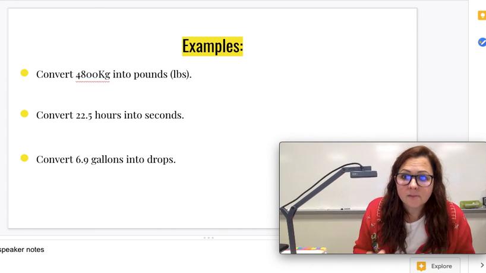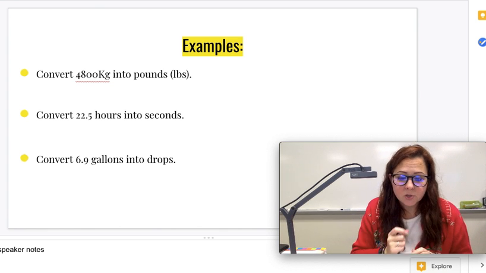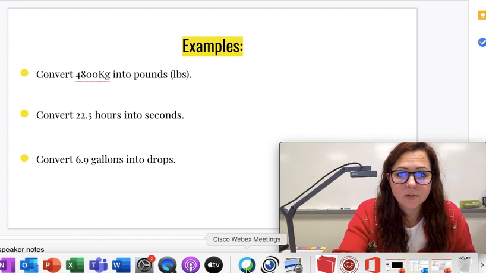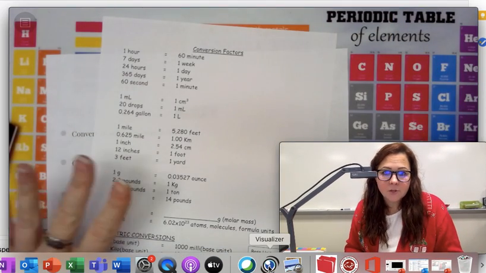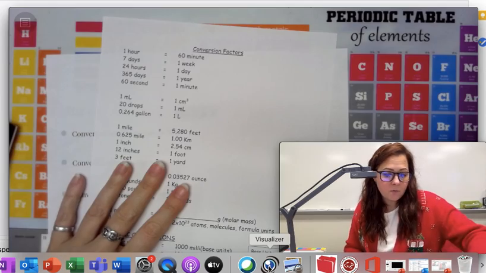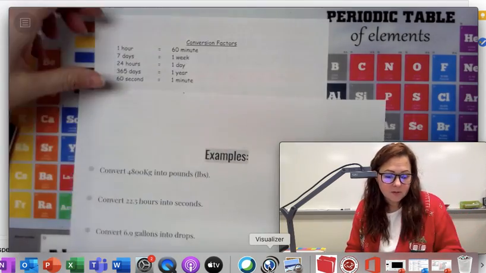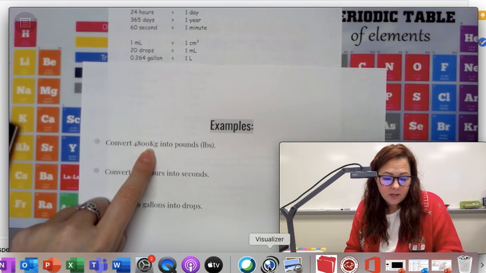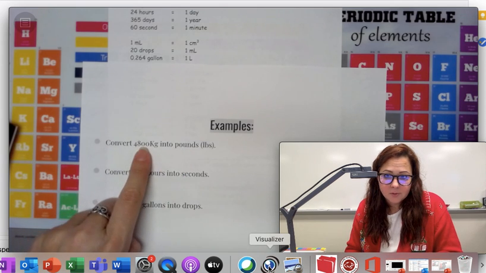So we've got 3 example problems, and I've got my document camera here, so I'm going to switch it over. I printed this off, and we're going to swap it out here. I've got my conversion factors handy, so I have these ready to go. My first practice problem says, convert 4,800 kilograms into pounds. So I want to go from kilograms to pounds.